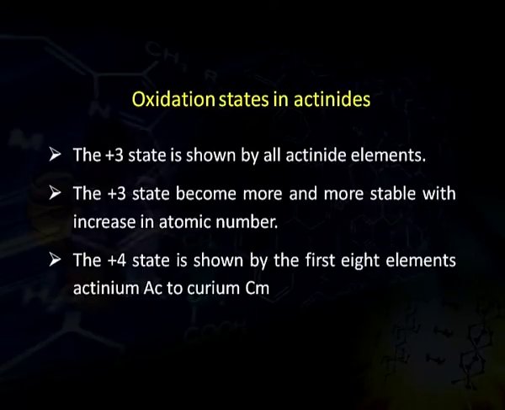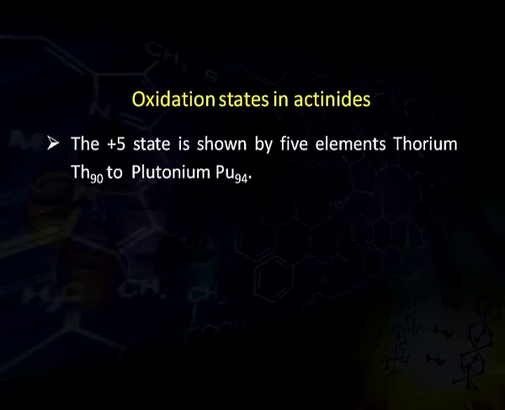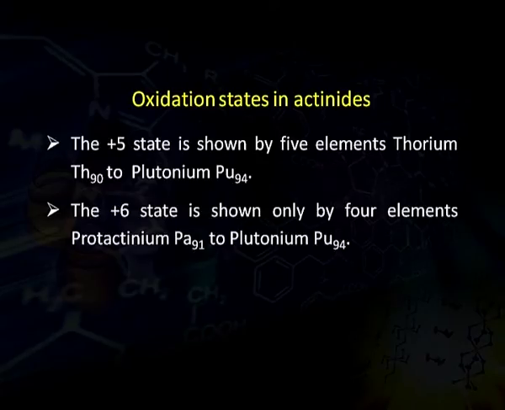The +4 state is shown by the first 8 elements from actinium to curium. The +5 state is shown by 5 elements from thorium 90 to plutonium 94. The +6 state is shown only by 4 elements, protactinium to plutonium 94.